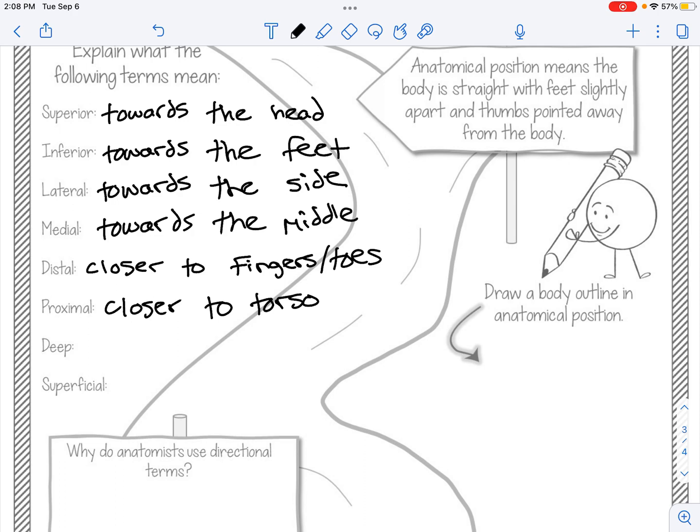Deep is deep. It's farther from the surface. And superficial is closer to the surface.